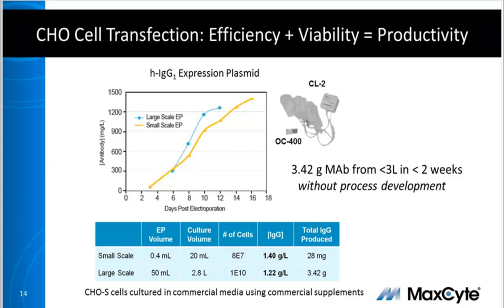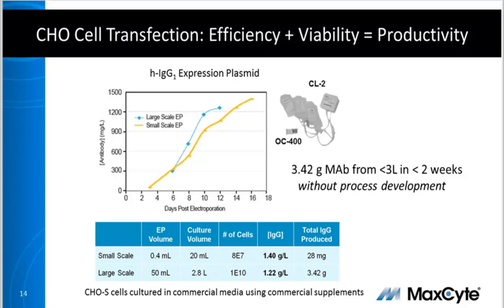8 times 10 to the 7th cells were transfected at small scale using static electroporation in an OC400 processing assembly, and 1 times 10 to the 10th cells were transfected at large scale via flow electroporation in a CL2 processing assembly, both on the Maxcyte STX using identical electroporation protocols. Both small and large-scale transfection produced highly consistent antibody titers of over 1 gram per liter with comparable expression kinetics, highlighting the ease of scalability.